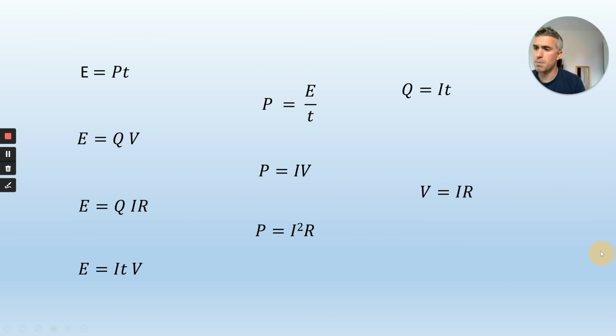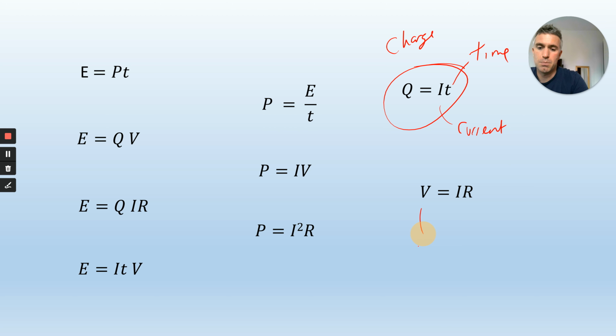So, you've learned a lot of equations so far. Now, you probably have not learned all of these, but actually you have. Some of them are just different ones. So this one, let's remind ourselves. Q equals IT, charge is current times time. This one, potential difference or voltage, I'm just being lazy. Volts is current times resistance.